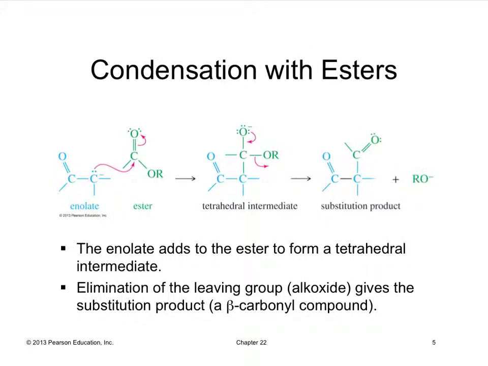You can add to an ester. Esters shown here, again, same mechanism. Now you have that tetrahedral intermediate, but now when your electrons come down from your oxygen, the alkoxide is kicked out, and now you generate a beta-carbonyl compound.